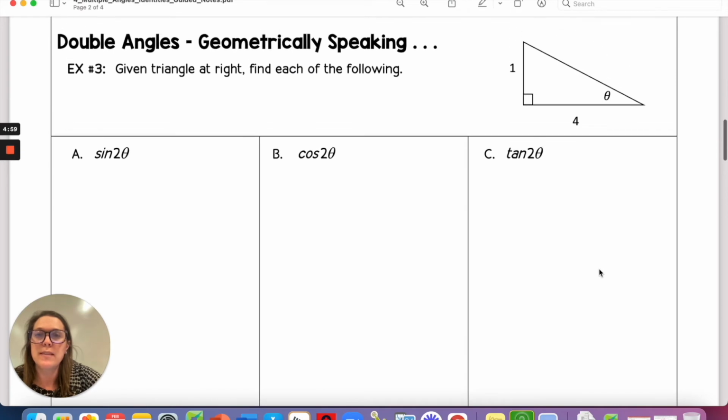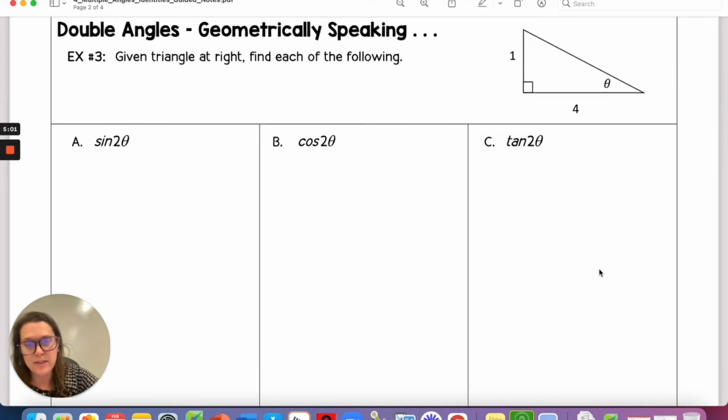Example number 3 gets us into double angles geometrically speaking. So given the triangle at the right, find each of the following. If I use the Pythagorean theorem, I get my hypotenuse to be the square root of 17. Now we have to find sine of 2 theta. The sine of 2 theta is equivalent to 2 sine theta cosine theta.